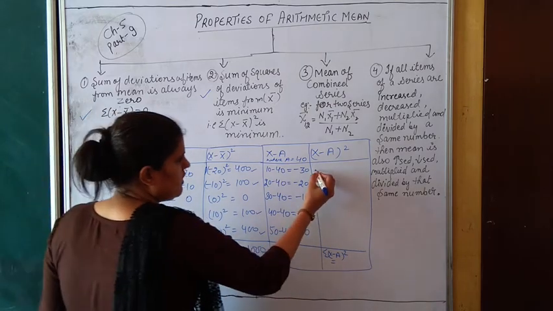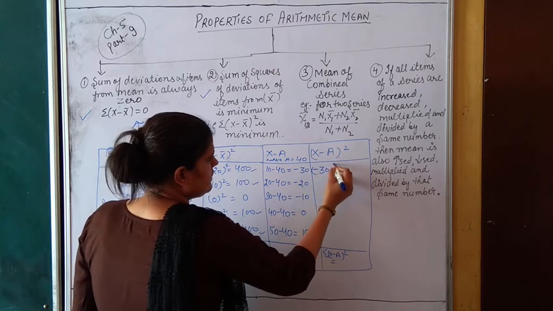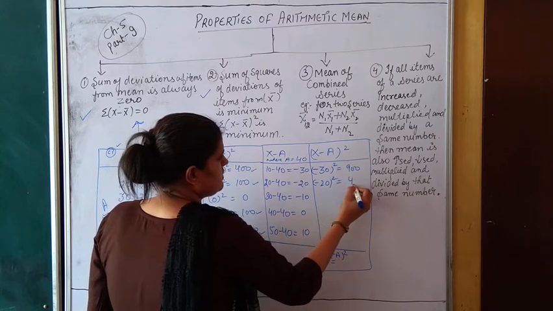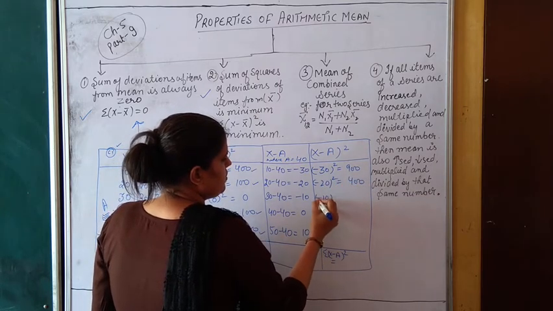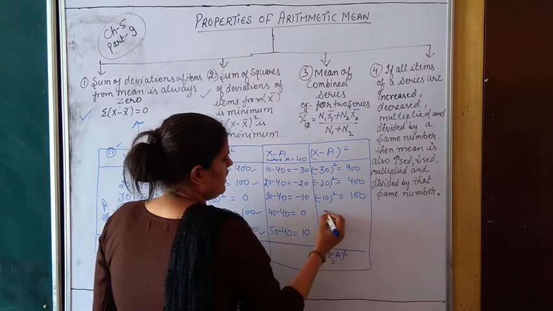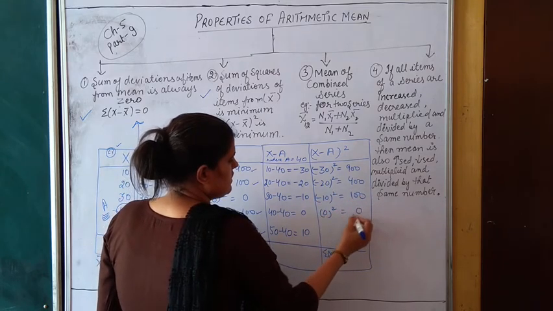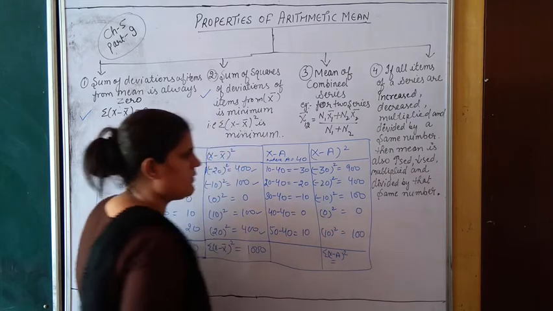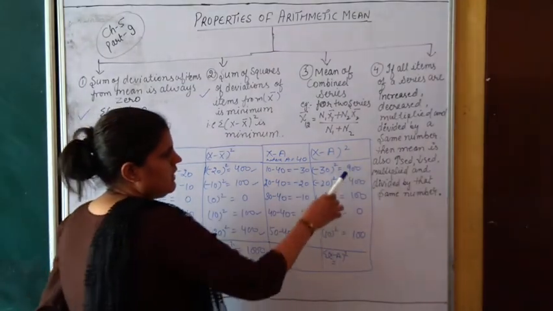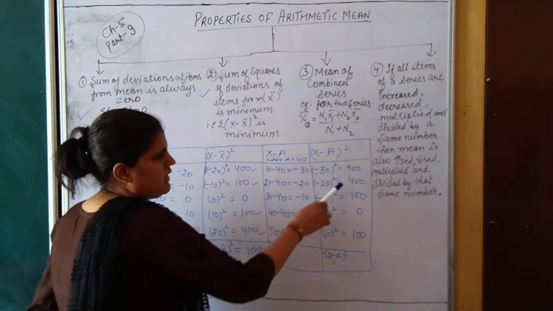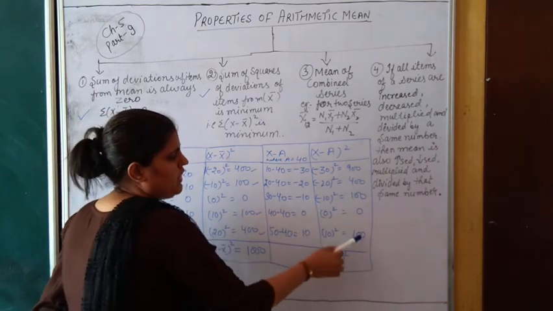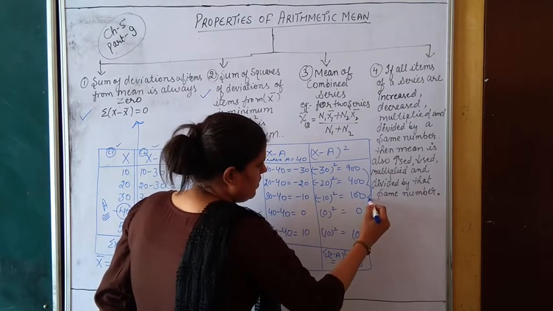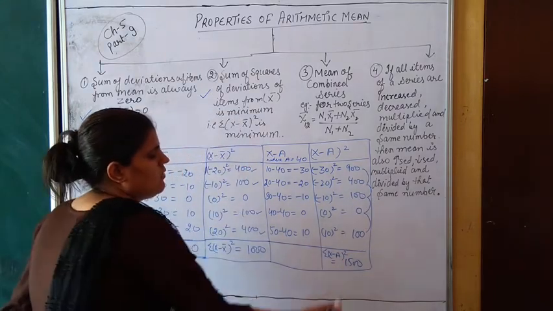And now I will take the square of these values. Square of 30 is 900, square of 20 is 400, square of 10 is 100, square of 0 is 0, and square of 10 again is 100. When I add these all, what will I get? 900 plus 400 is 1300, 1300 plus 100 is 1400, 1400 plus 100 is 1500. So when I add all these values, I get a total of 1500.